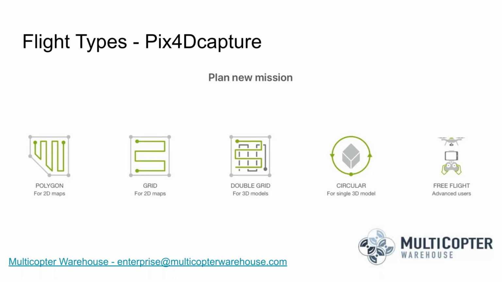So between double grid and circular, when would I use one versus the other? The double grid works really well for what I'll call an urban kind of environment, where you have a lot of complex structures, whether it be buildings and houses and things like that. Whereas the circular pattern is geared more towards a specific, discrete thing you're trying to model, like a water tower, a cellular communications tower, or even just two vehicles that have impacted and are at the same spot in an intersection.